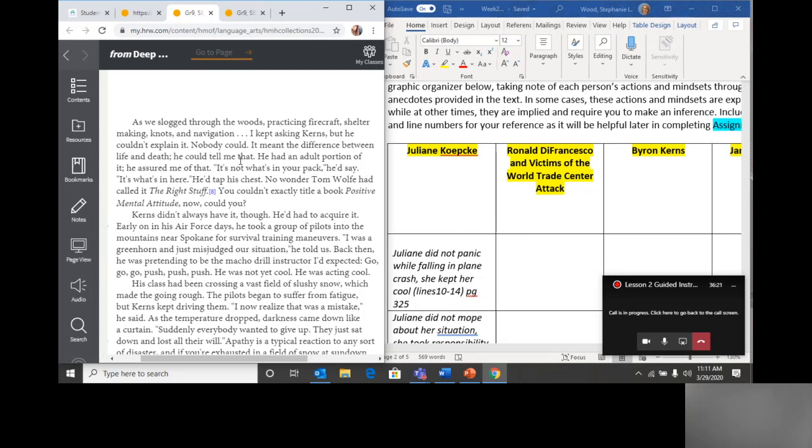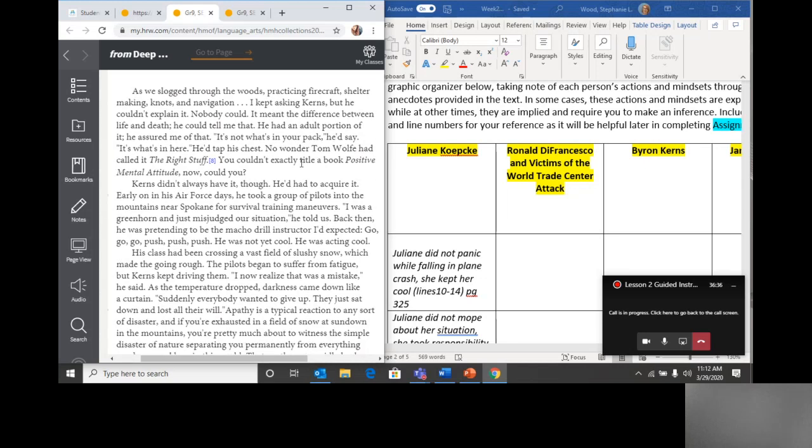So here he even mentions that positive mental attitude could be the difference between life or death. So maybe it's important to add to your graphic organizer. I don't know. That's just me.